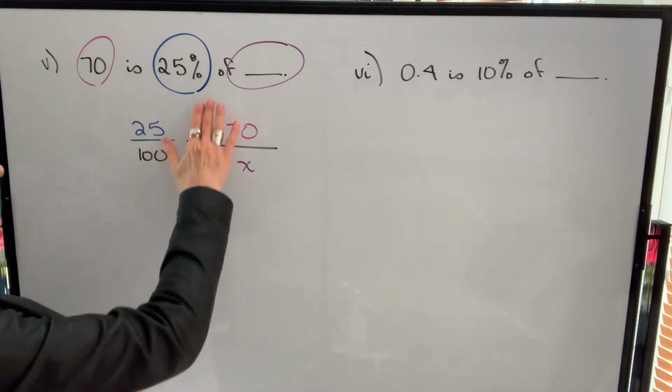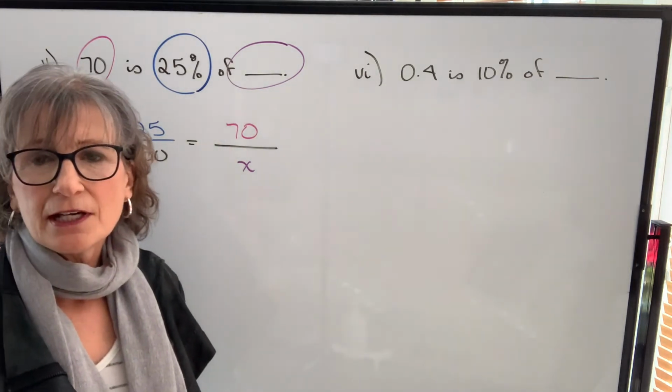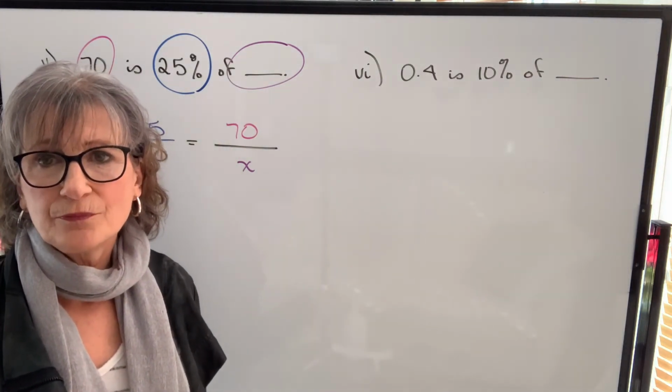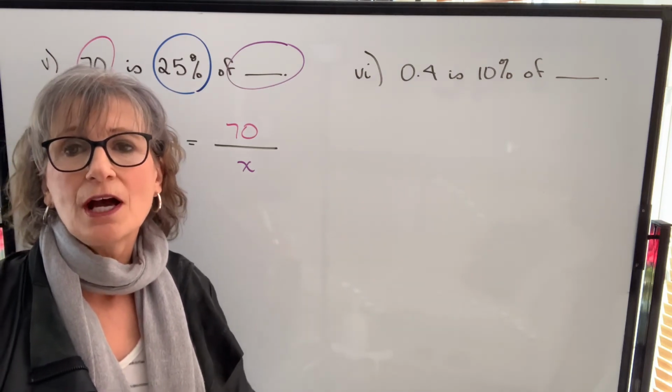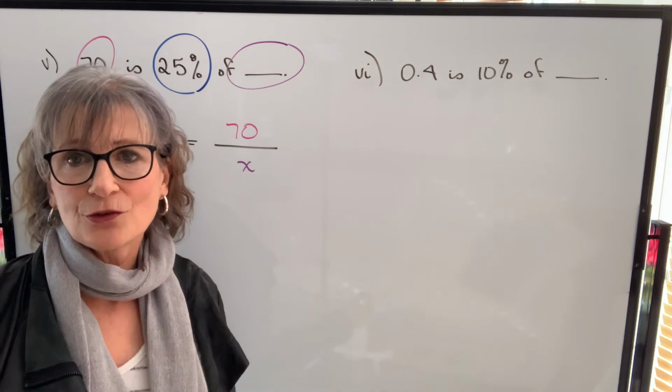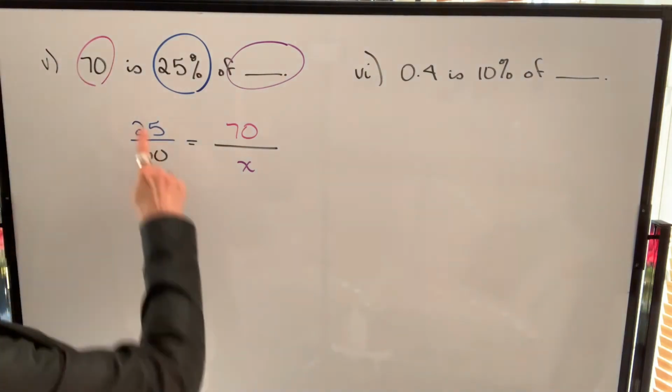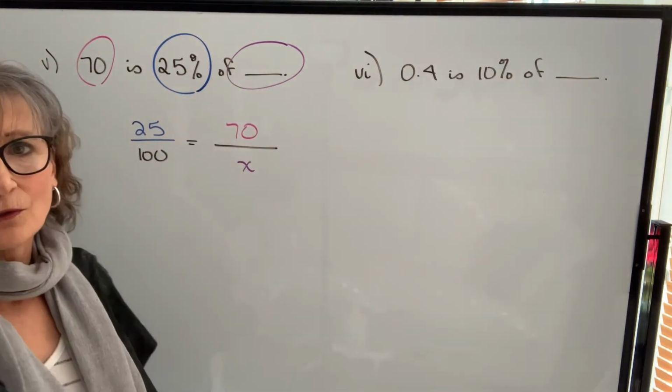An example of something like that is, let's say we had 70 students that didn't show up. And we know that 25% of the students didn't show up. So we want to know, how large is the class? How many students are there normally? If 70 is 25% of that total.